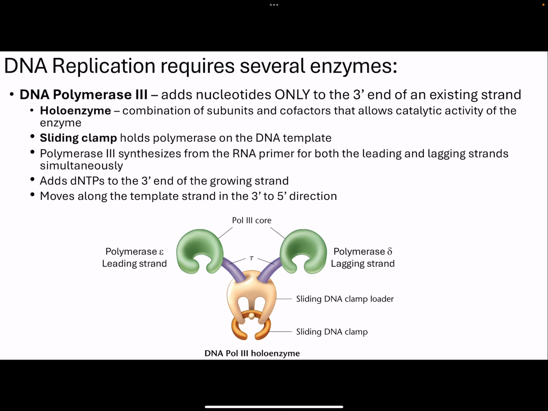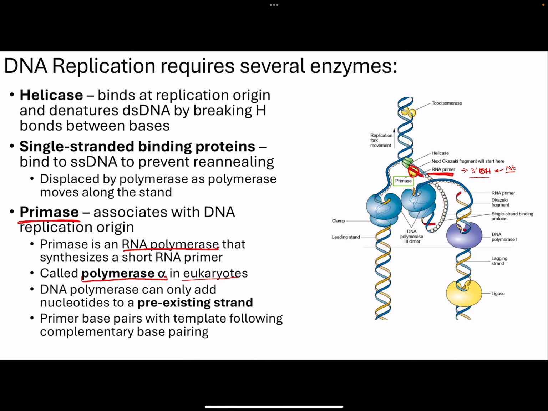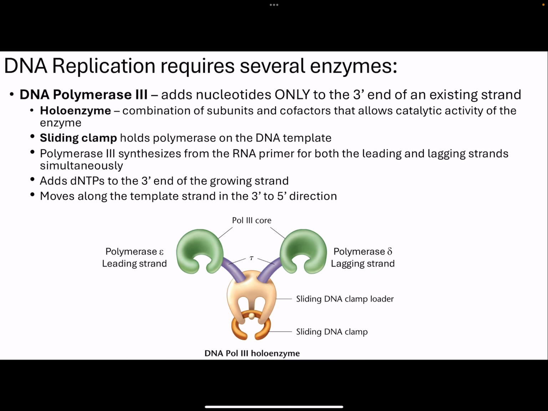Our next key player is DNA polymerase 3 in particular. So we're looking at this big blue protein here in the center. DNA polymerase 3 is going to add nucleotides in a very specific manner. Like we've said, they're only going to be added to the 3' end of an existing strand. So at the very beginning, this is going to be added to an RNA primer. And after that first DNA nucleotide has been added, the rest of the DNA nucleotides will continue to be added to that existing strand.